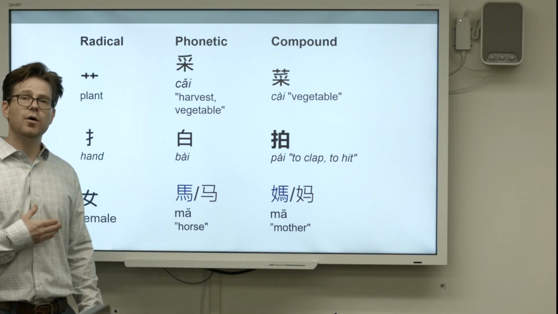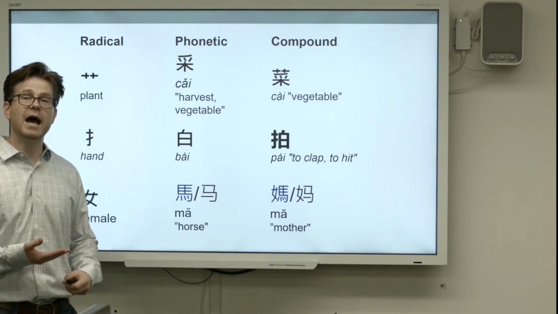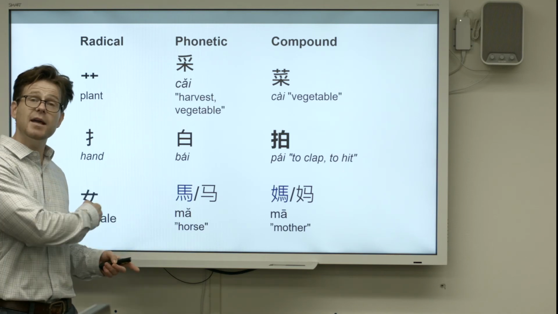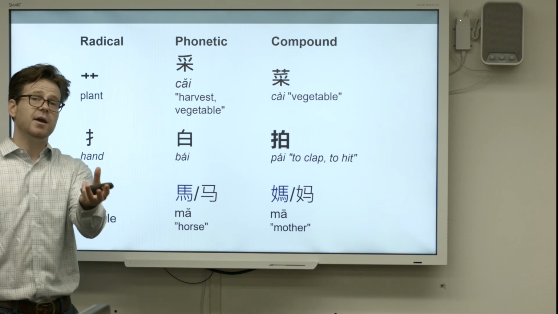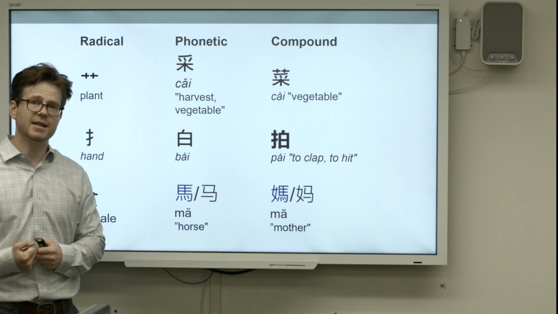So these are pictophonetic characters. They're more than 90% of all Chinese characters. Pay attention. Almost all of the characters that you learn are going to have a radical or meaning component and a phonetic component.